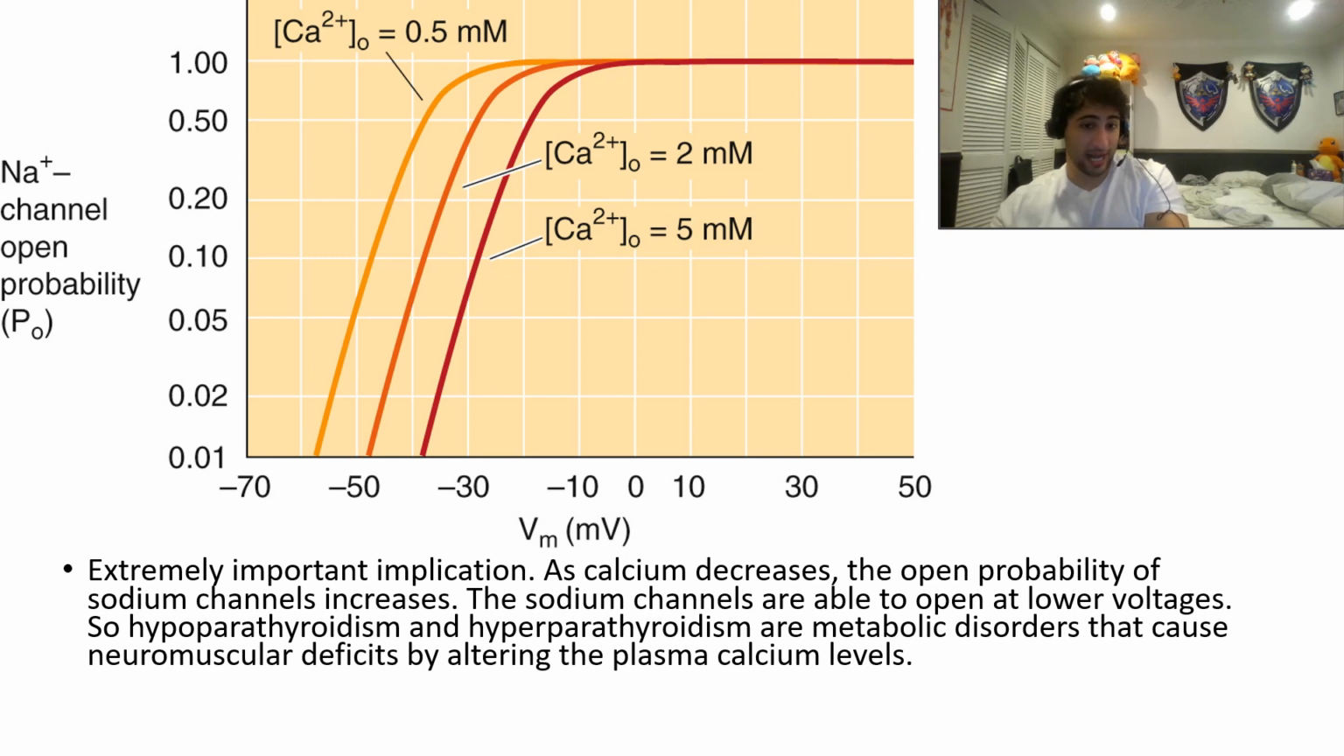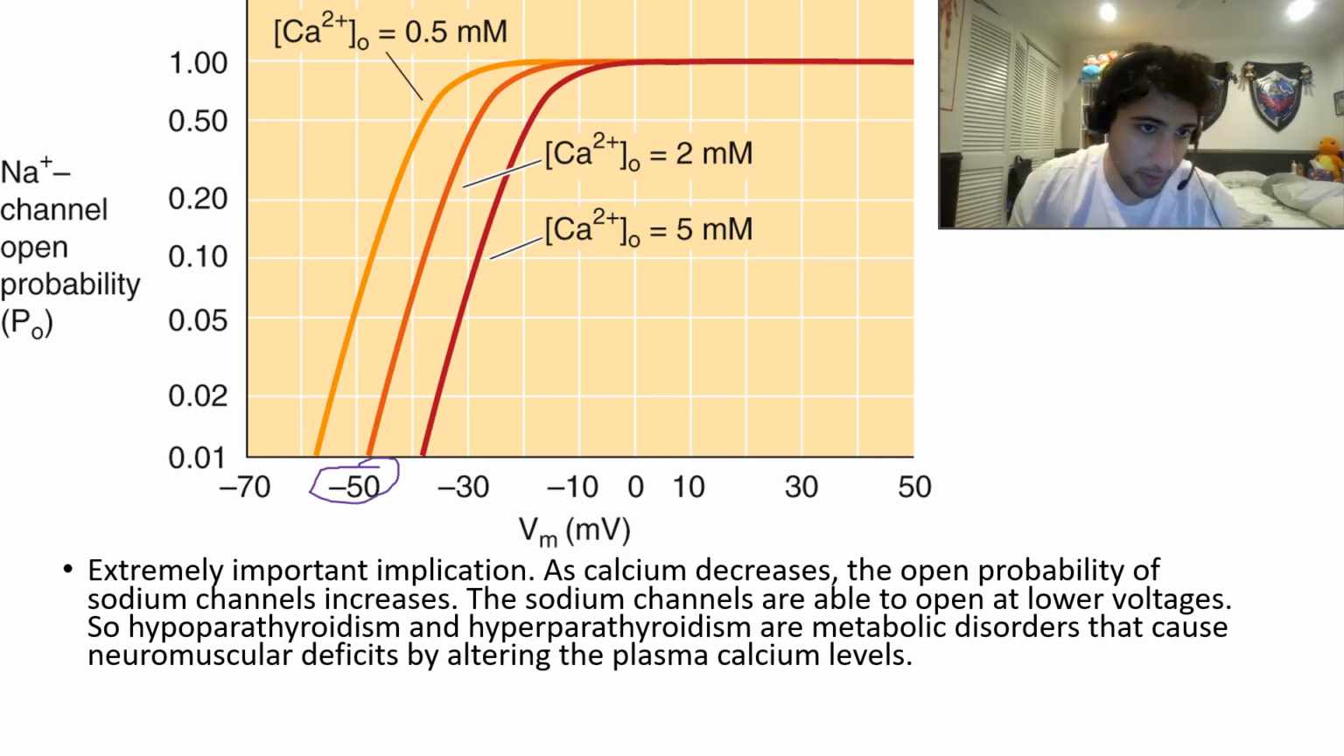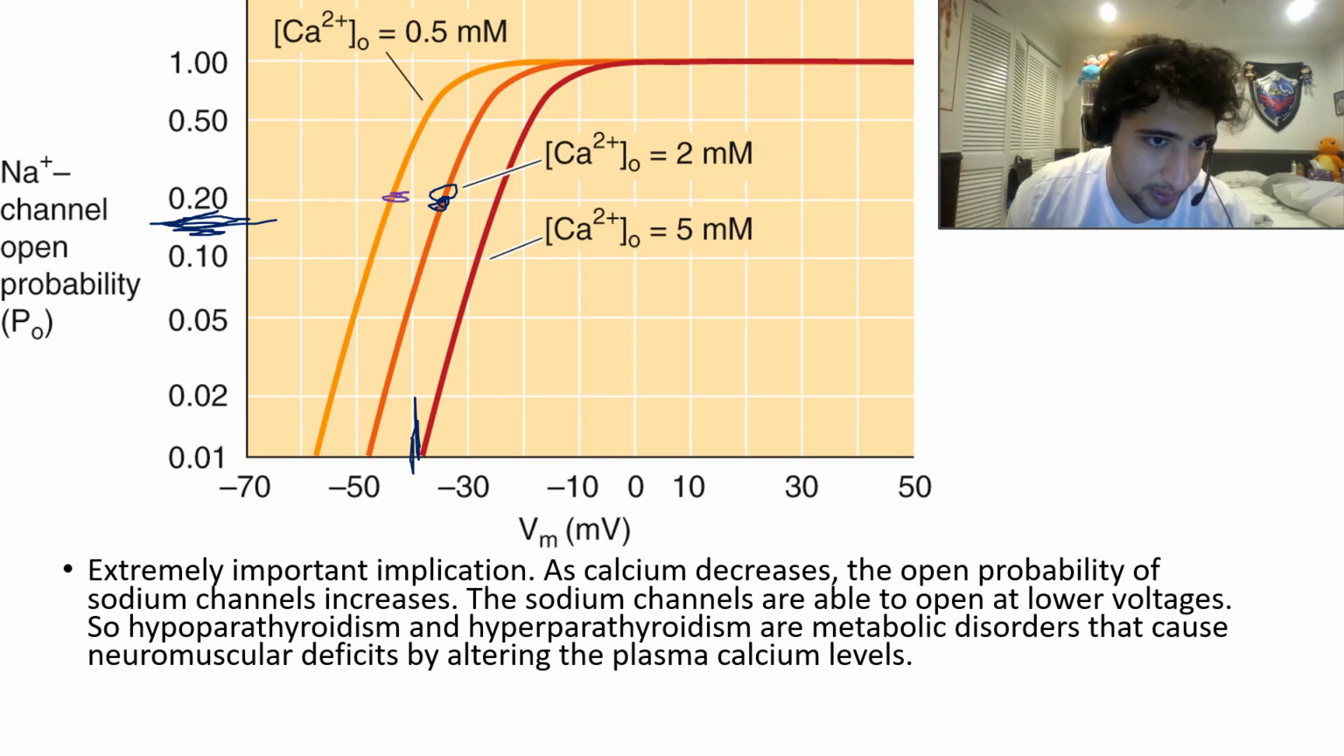That's extremely important. I think you might have missed it, so let me say it again. Look here at minus 50. Here's the best way to do it. Let's start with a probability and work our way from there. Let's say there's a 20% chance that the sodium channel will open and cause depolarization. At a calcium of 2, that happens at resting potentials in this area here. At a calcium of 0.5, that's going to happen around here. So you can fire at a more negative potential.